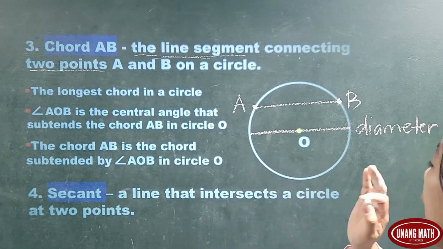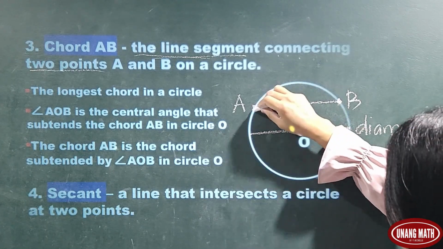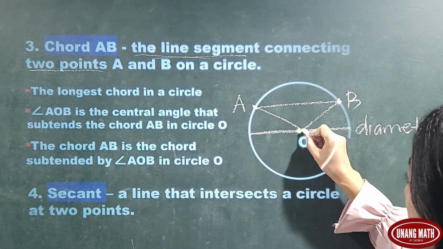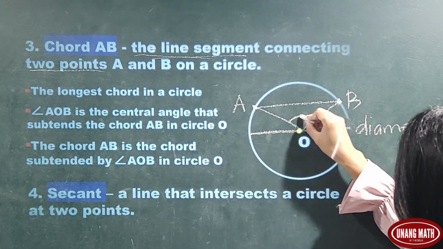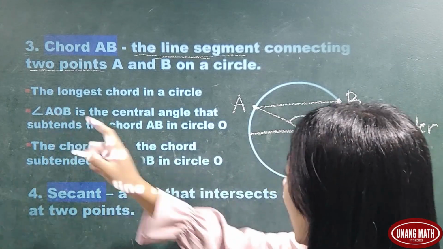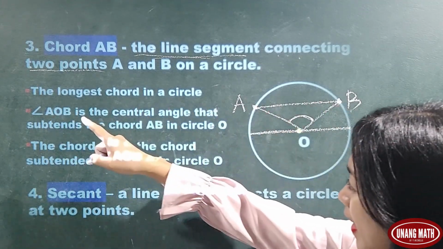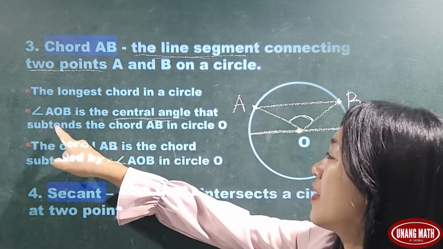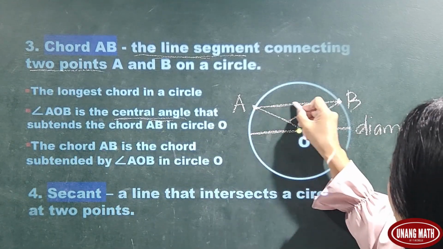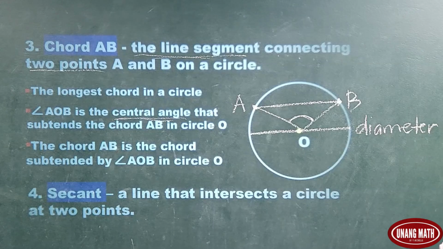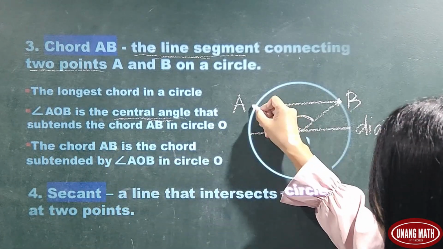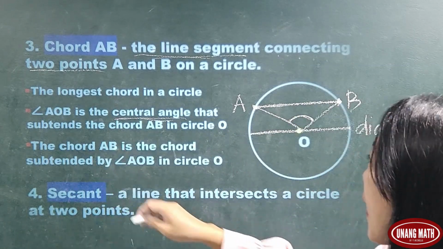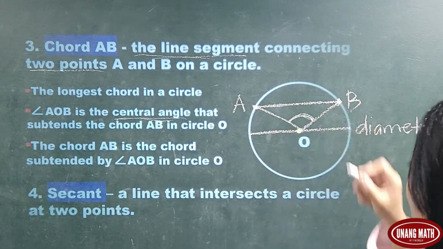Okay, now, if we want to draw line from point A to the center and point B to the center of the circle, we form an angle. This angle is angle AOB. Angle AOB is the central angle that subtends. Subtends meaning to say opposite chord AB in this circle. Okay, or the chord AB, where's chord AB? This line is the chord subtended or opposite by angle AOB.